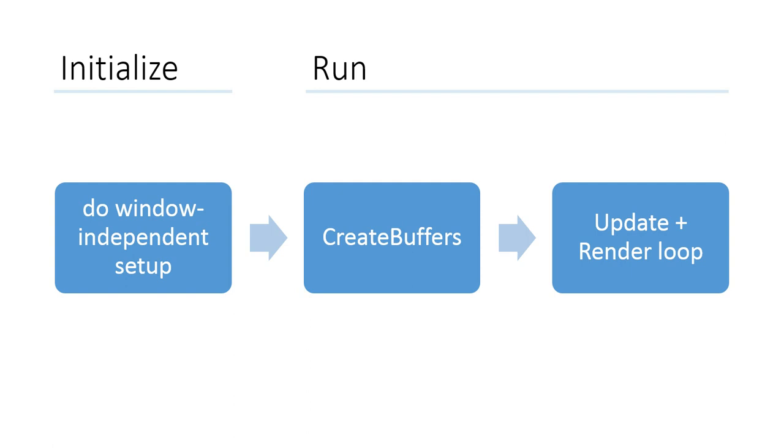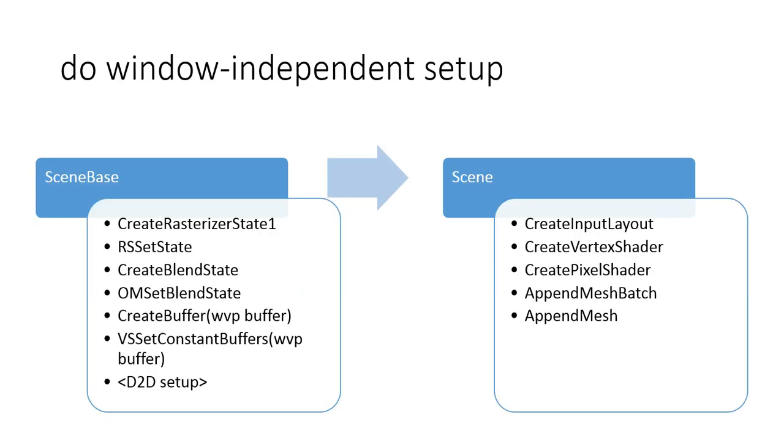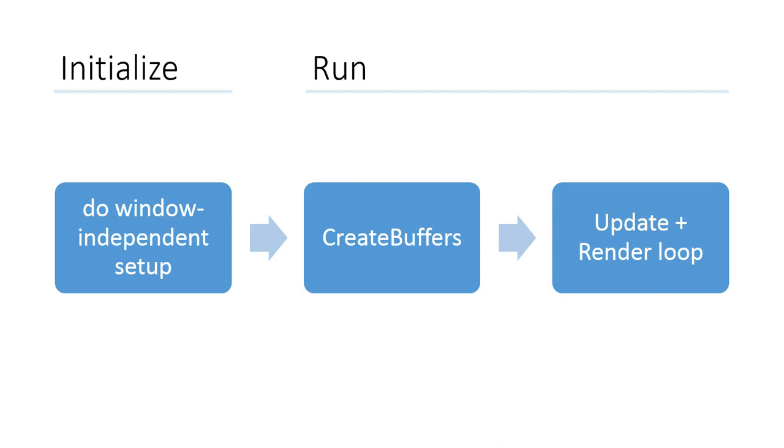And I've broken run down into creating geometry buffers and then entering an update and render loop, which ideally will run at 60 Hz. So let's take a look at each of these blue boxes in turn. So the window independent setup, some of it's done by the scene base class, and we looked at that work in the previous playlist, and some of the work's done by the derived scene class, and we'll look at the code there in the next video. So now back to the overview.